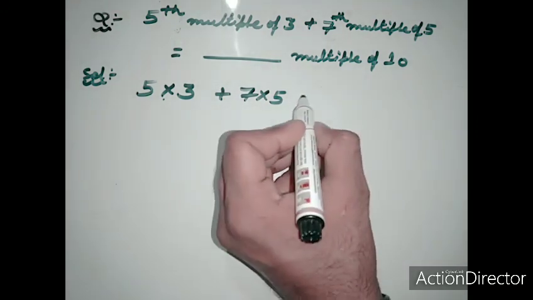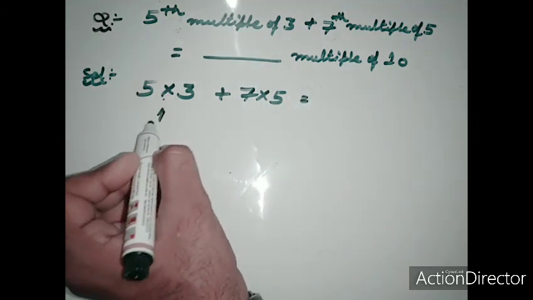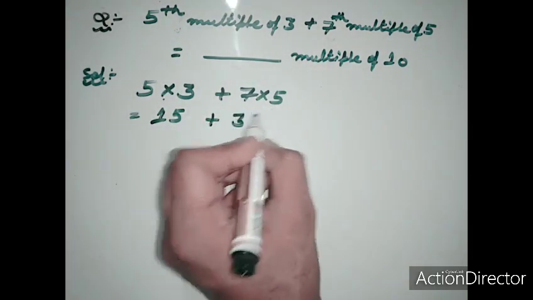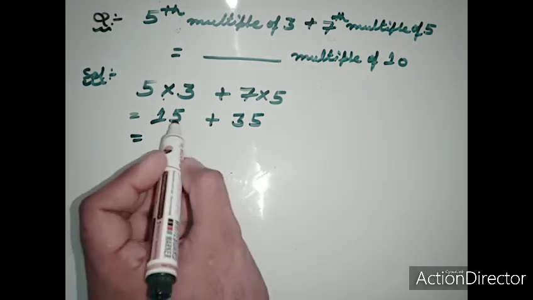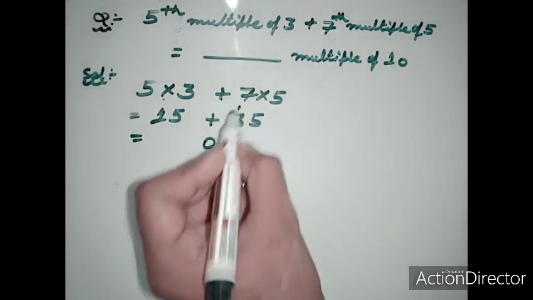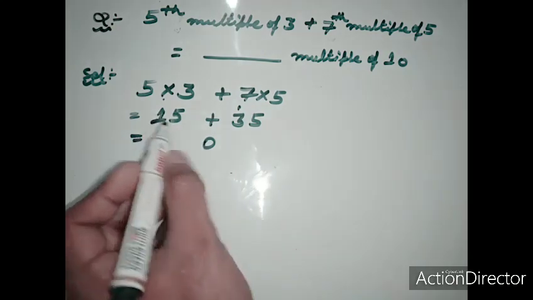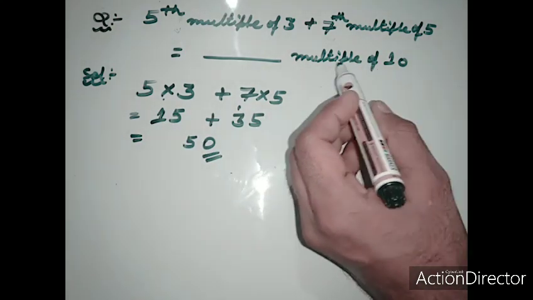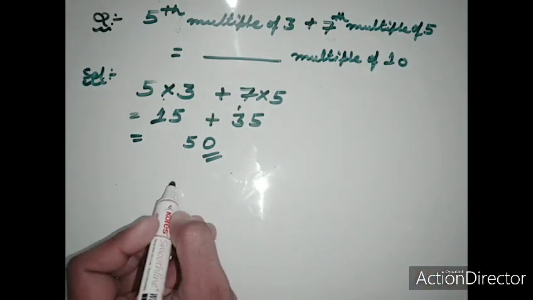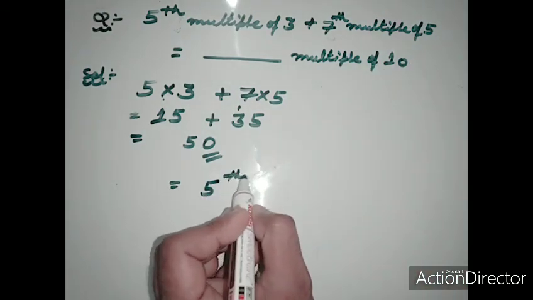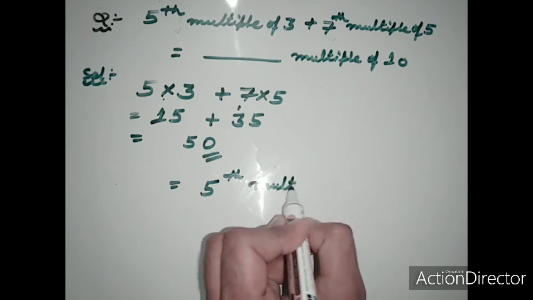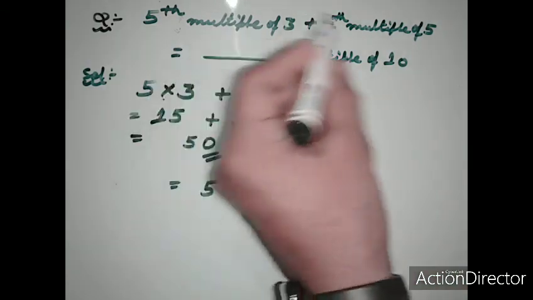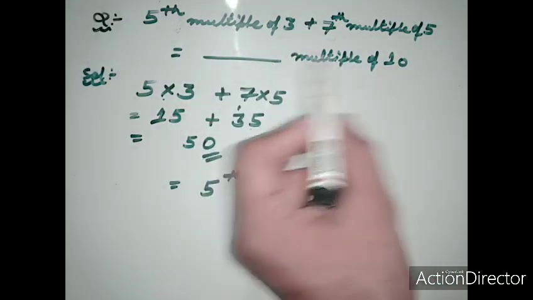Okay, so now 5 3s are 15 plus 7 5s are 35. Now we add these two numbers here. 5 plus 5, 10, 0, 1 carry, 3 plus 1, 4, plus 1, 5. Here we get 50, and 50 is which multiple of 10? 10 5s are 50, right? So here we write the fifth multiple of 10. The sum of these two multiples is the fifth multiple of 10.